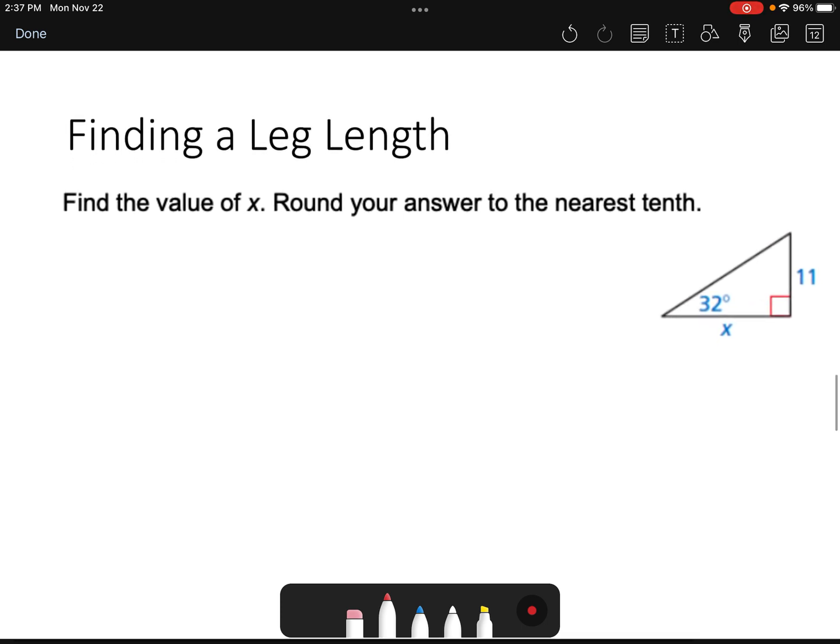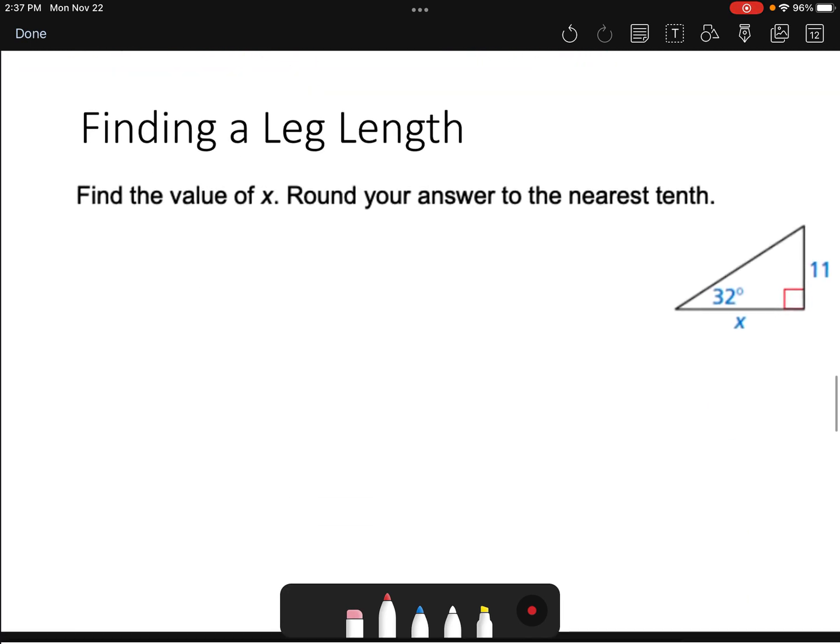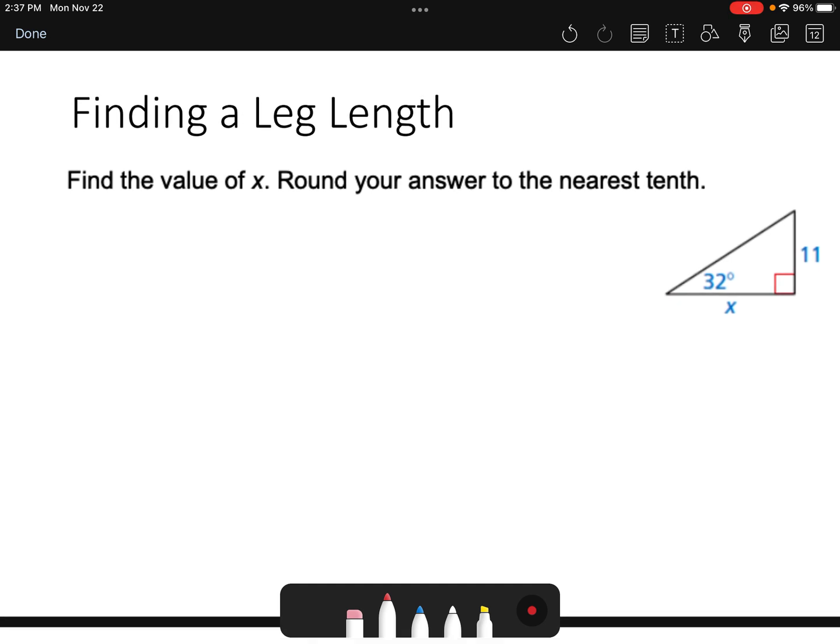But now, ladies and gentlemen, we can actually set up an equation and solve it. Say what? Okay, notice we have an equation right here. Tangent of J equals 24 over 32, or tangent of J equals 3/4. You read this as tangent of the angle J, tangent of the angle K. So you're going to go to your calculator right now, and you're going to go to your mode and make sure it says degrees on it.